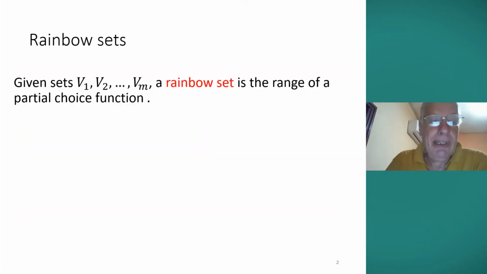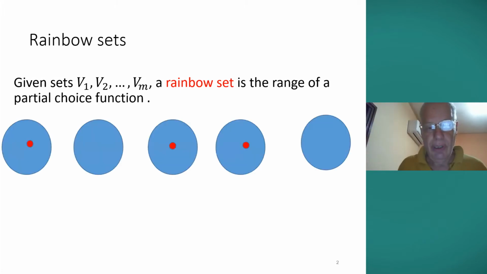First of all, let me define what is a rainbow set. Rainbow set is one of the most basic notions in mathematics. It's a choice function. It's the image of a choice function. So you have sets V1 up to Vm, and you want to choose points from some of them, but points from distinct ones. So you don't have to choose from all of them, it can be a partial rainbow set. Namely, you don't have to choose a point from each of them, but it's important that you choose a point from distinct Vi's. And the Vi's we call colors, and that's the origin of the name rainbow sets.